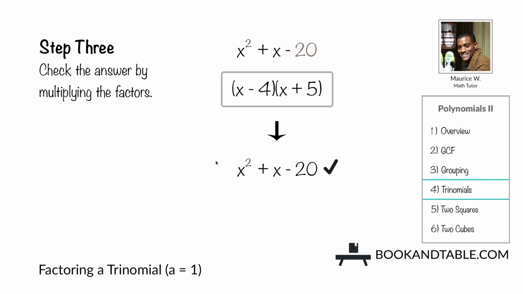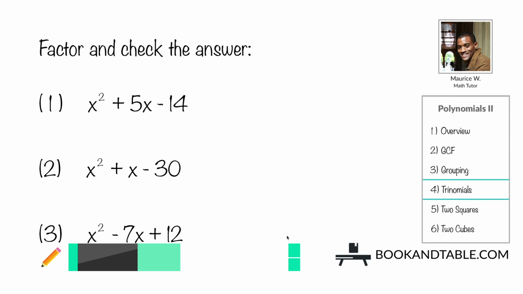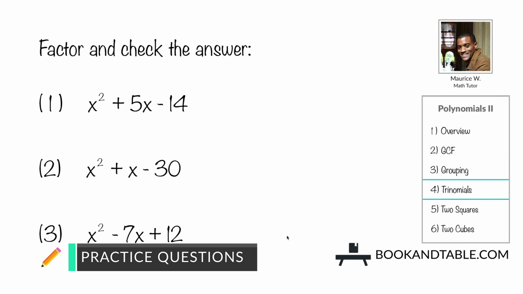So that is how you would go about factoring a trinomial when the coefficient of the quadratic term is equal to 1. Let's now have you try a few practice questions.